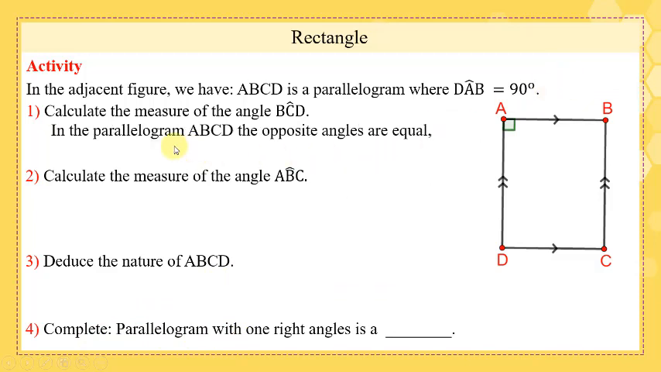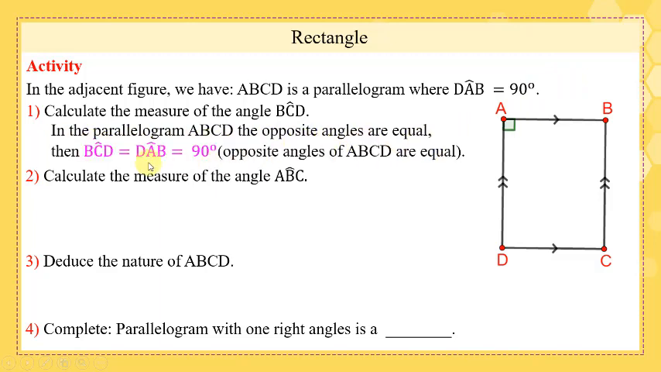This is the solution. In a parallelogram, the opposite angles are equal. Then BCD equals DAB equals 90 degrees. As we can see, angle A equals angle C, opposite angles of a parallelogram. Since A equals 90 degrees, then C equals 90 degrees.